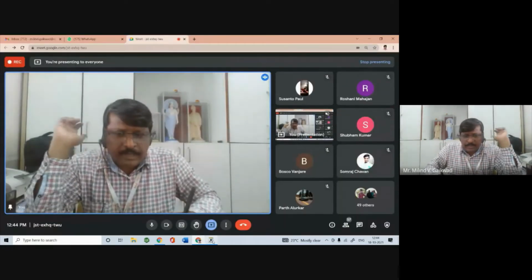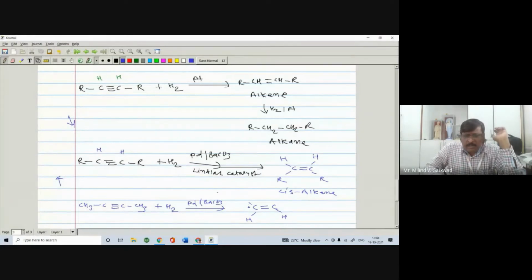So this CH3 and this CH3 will be on the same side, and you can get cis-2-butene. So what is the use of this one? This is the Lindlar catalyst, and the addition of hydrogen.